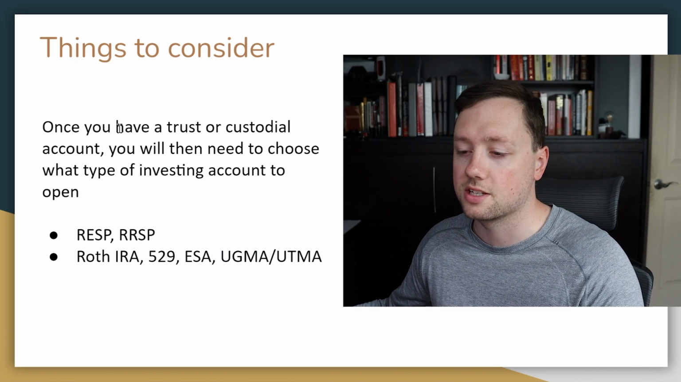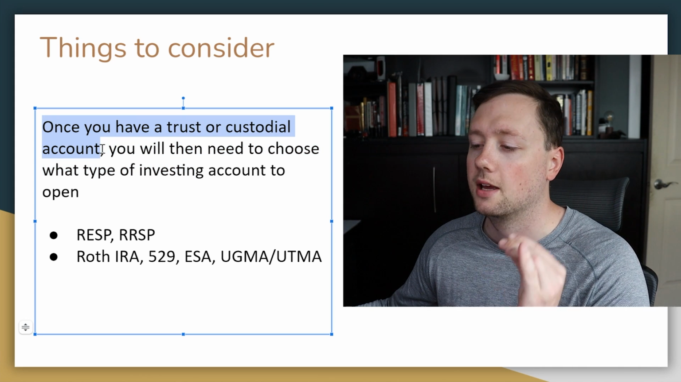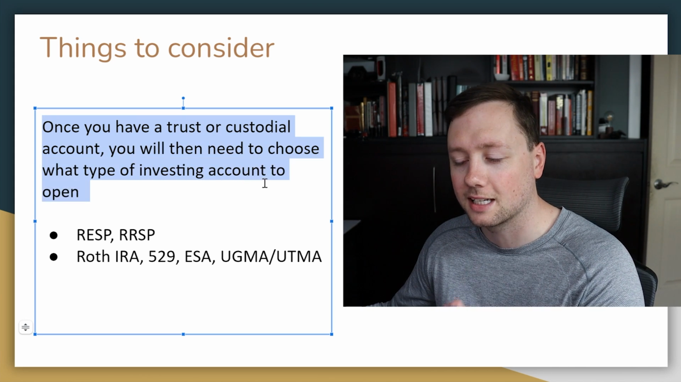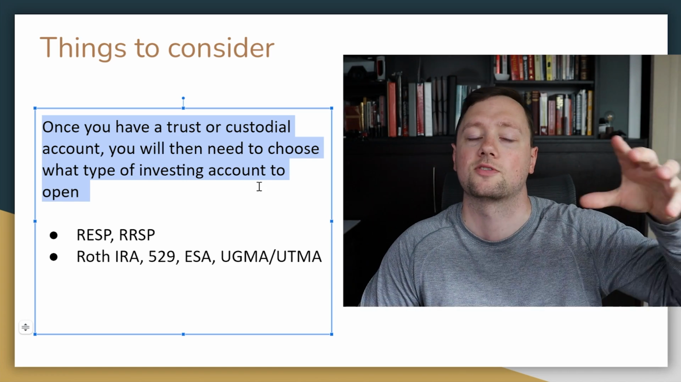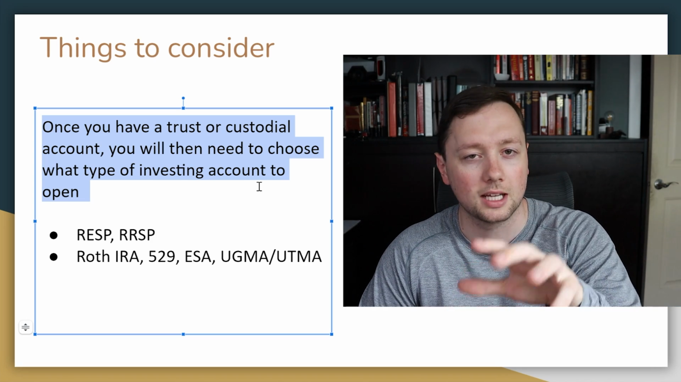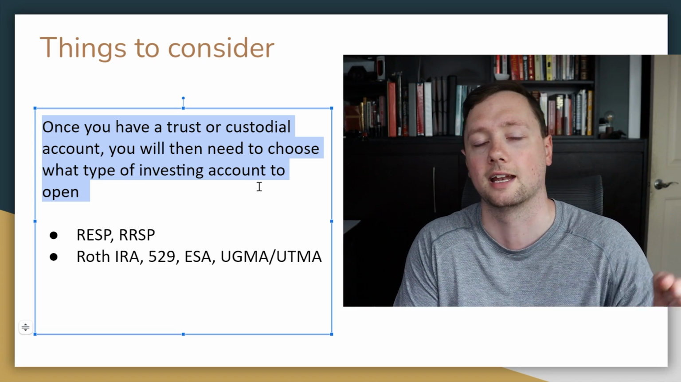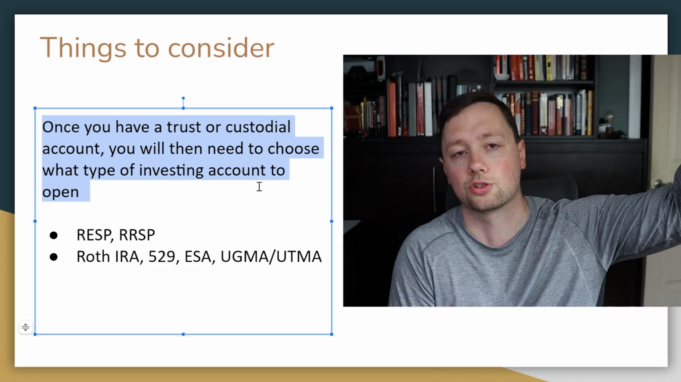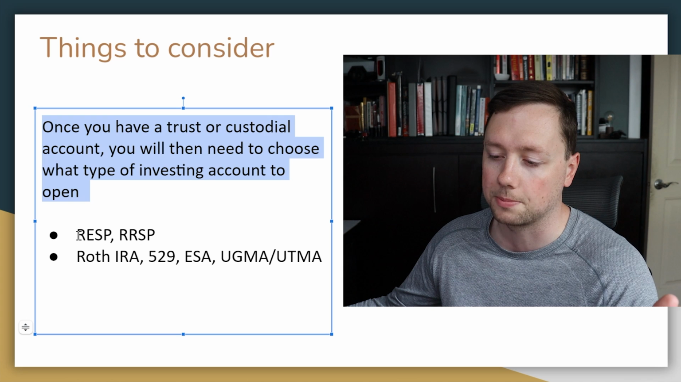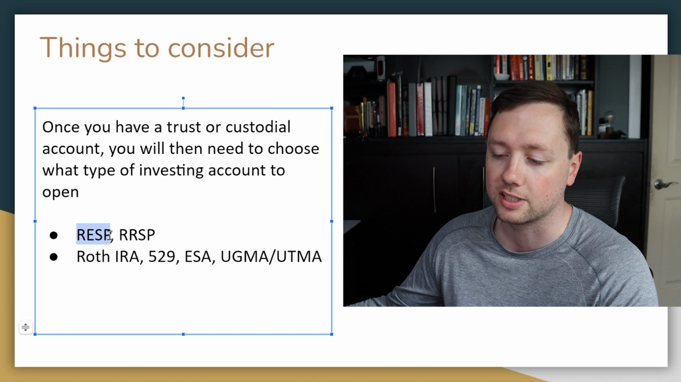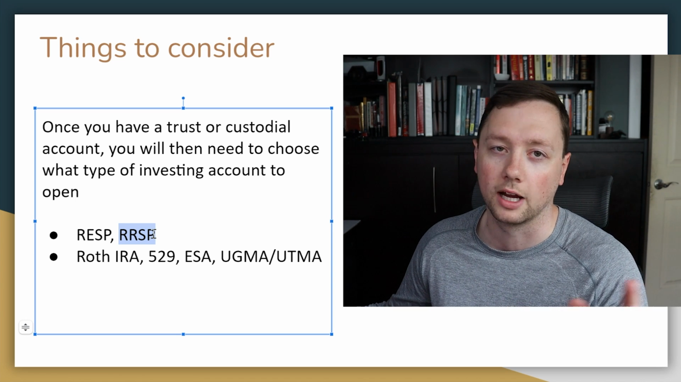Okay, now a couple of other things to consider here, and I know this is going to sound confusing, but once you have a trust or a custodial account set up, you will then need to choose what type of investing account to open. So the custodial account and the trust account just mean that you're going to manage investments for somebody else. But because it's a minor, they have different types of investment accounts that they can open. Yes, you have to open the custodial or the trust, but then you have to choose what type of investment account. And in Canada, the two options are the registered education savings plan or the registered retirement savings plan if the minor has a T4 and a job right now.